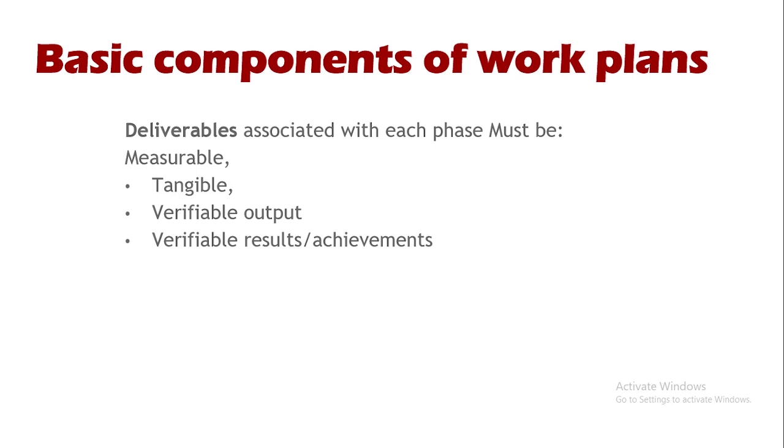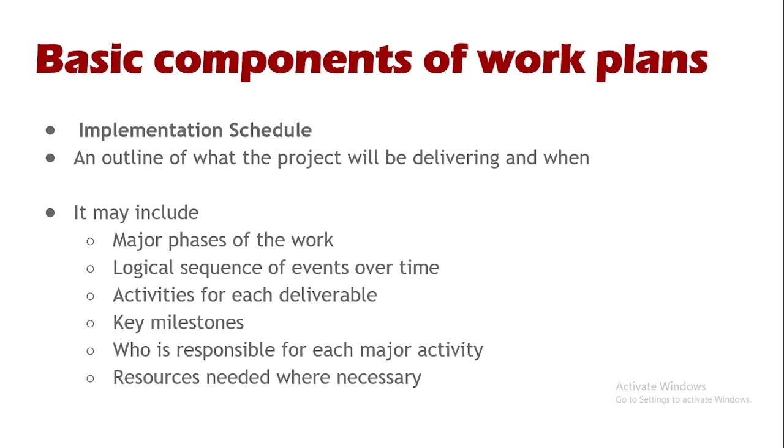And deliverables. These must be associated with each phase, and they should be measurable, tangible, and verifiable. So basically, the implementation schedule is an outline of what the project will be delivering and when. It may include major phases of the work, the logical sequence of events over time, activities for each deliverable, key milestones, who is responsible for each major activity, and resources needed where necessary.